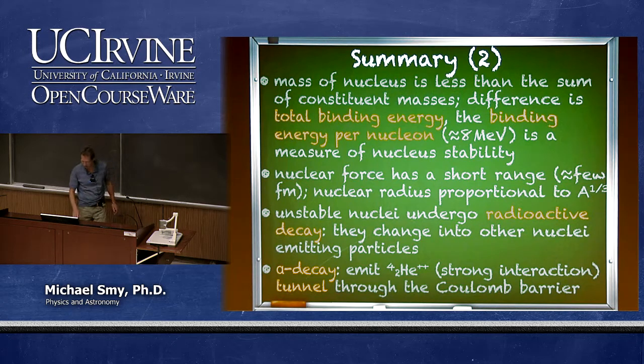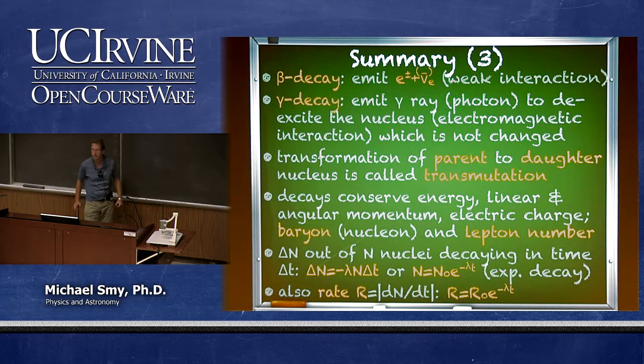The nuclear force has a short range, a few femtometers only, and the nuclear radius is proportional to the mass number to the 1/3 power. The unstable nuclei undergo radioactive decay. They change into other nuclei and emit particles in the process. Alpha decay emits a helium nucleus, and it is mediated by the strong interaction. And those alpha particles tunnel through the Coulomb barrier due to the peculiarities of quantum mechanics.